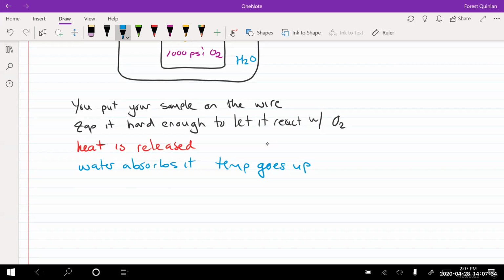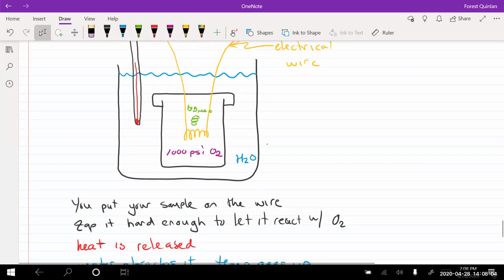Which means that the delta H of this reaction, the amount of energy it is giving off, is going to have to go somewhere, and it is going to the mCp delta T of the water. So what do you do?